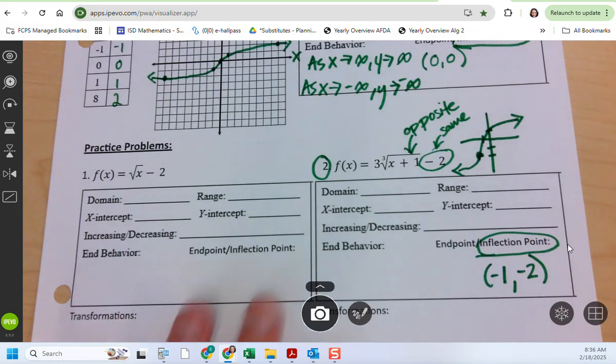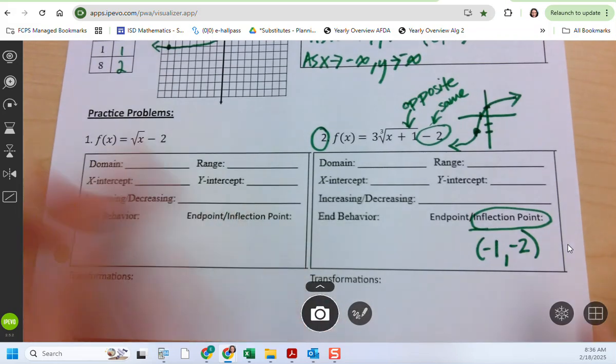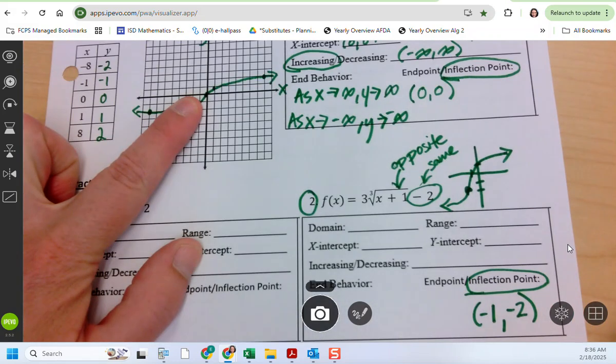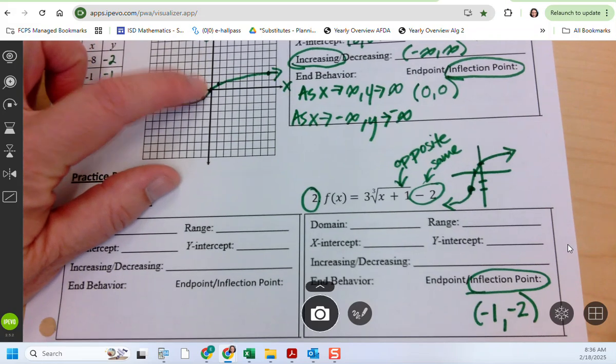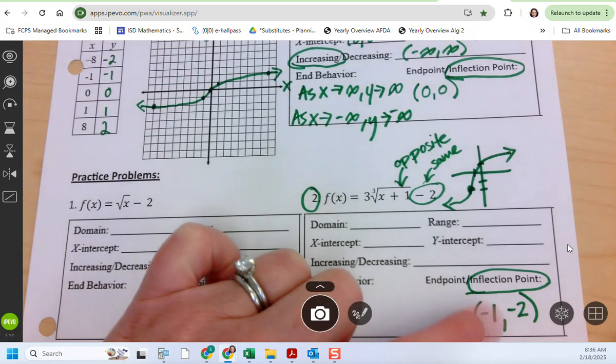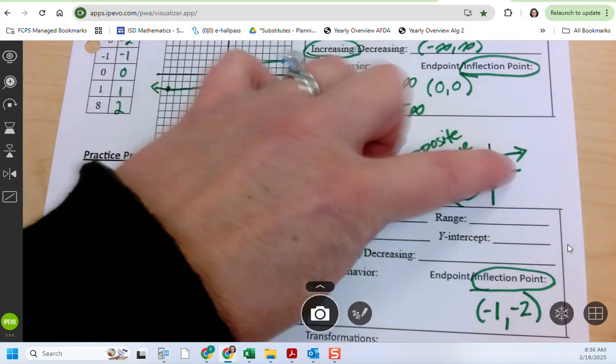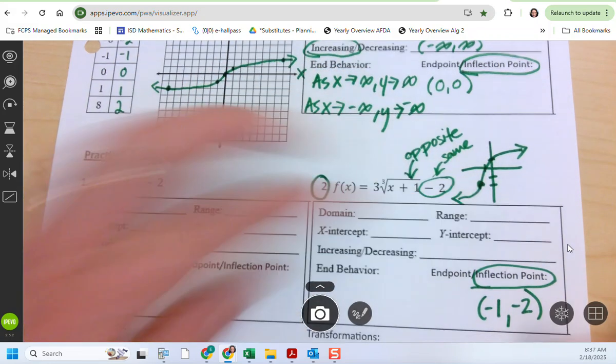The transformations from the parent function: remember this is my parent function right here, and then this is mine. My inflection point shifted from 0, 0 to -1, -2, so it shifted left 1 and it shifted down 2.